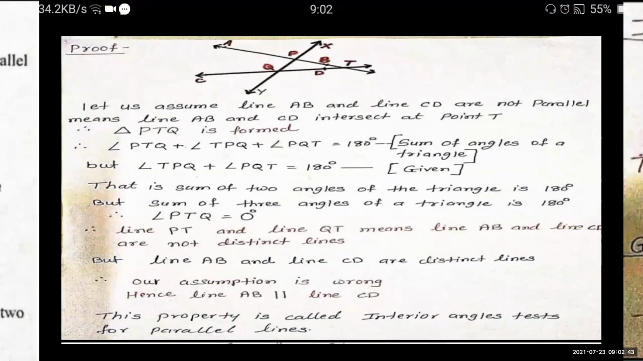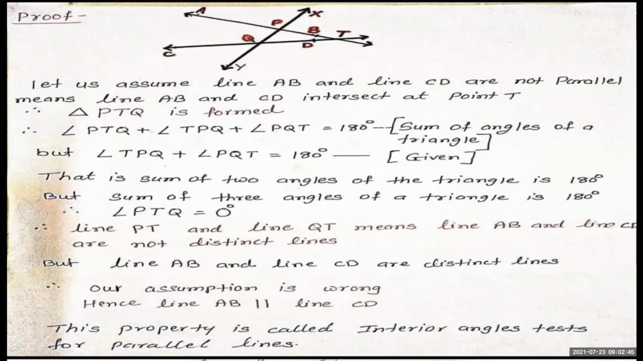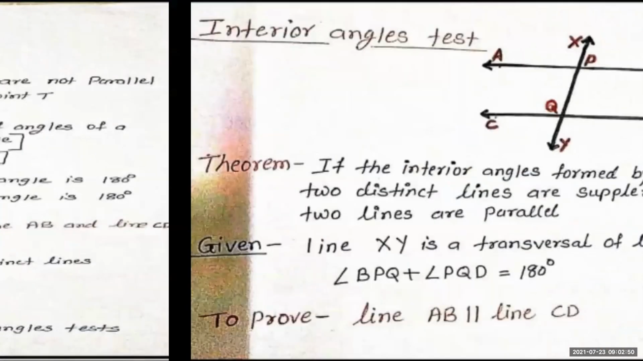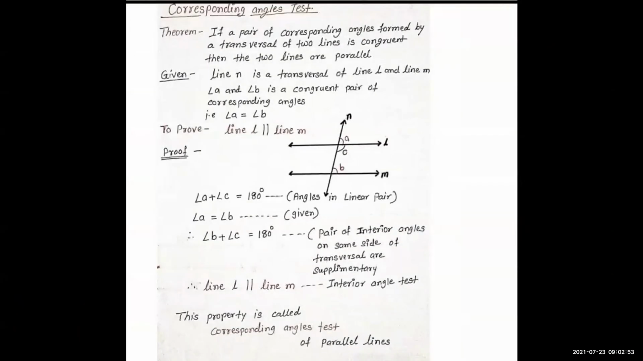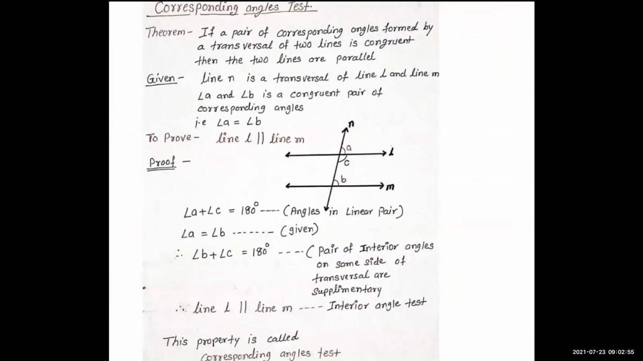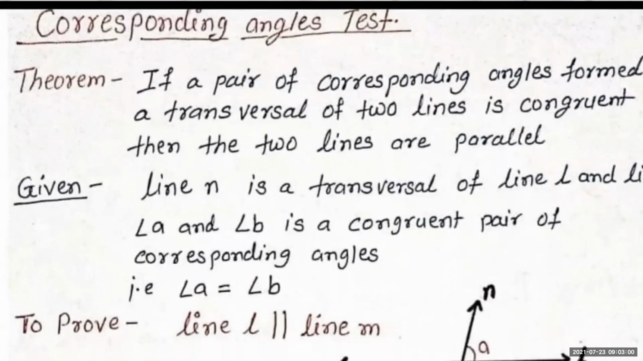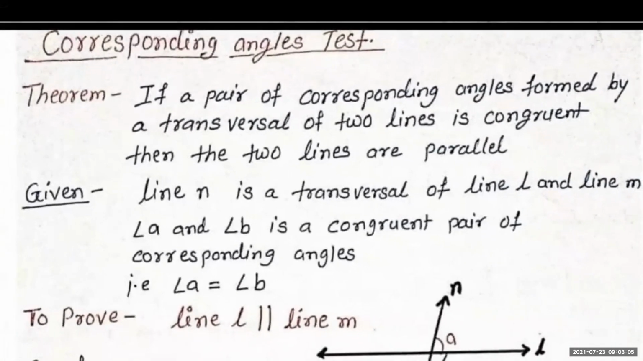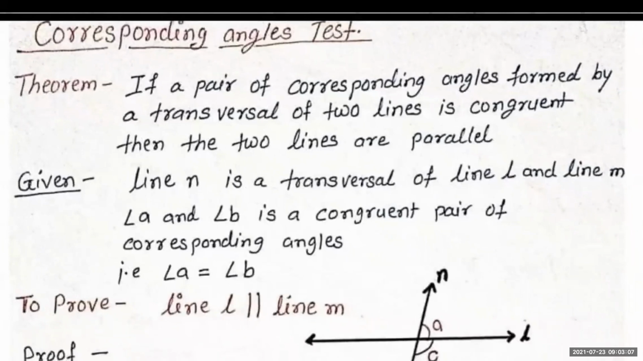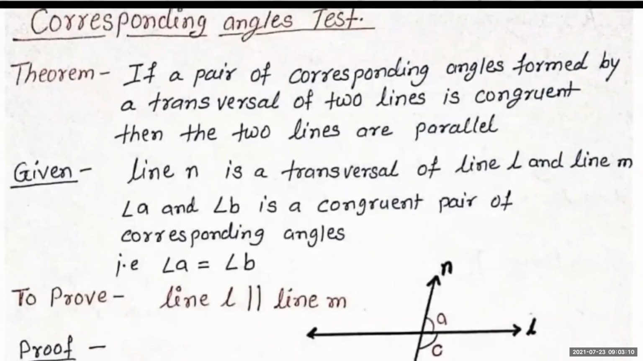Okay. Now, the next proof we will see here. Corresponding angle test. Here you can see the next theorem that is given in your textbook on page number 20. So, what is the corresponding angle test? The statement is given here. We already learned three of the tests. This is one of them.